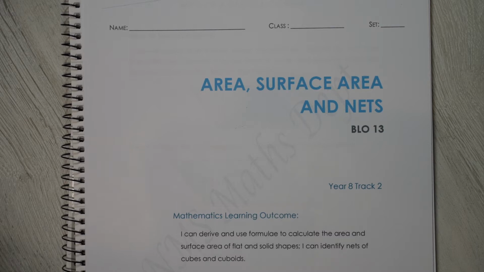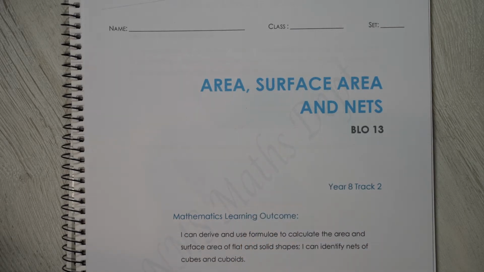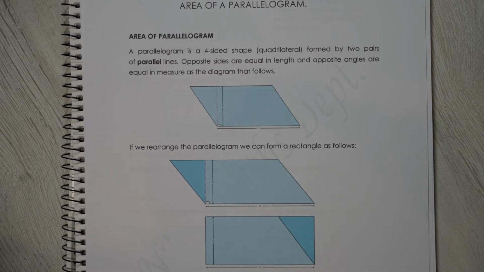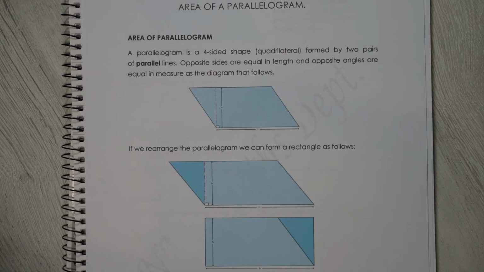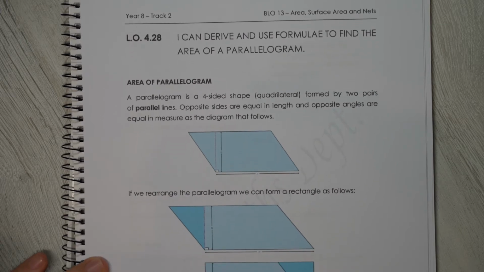Today we are going to start a new topic which is on area, surface area and nets. However, in this lesson we will focus on learning outcome 4.28, which covers the area of a parallelogram. We will also cover how to find the area of a triangle. But for now, let's start on the area of a parallelogram.